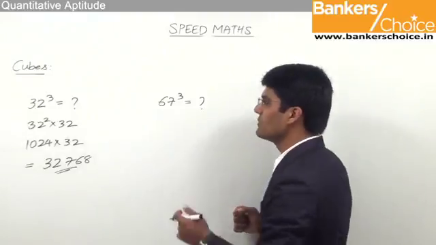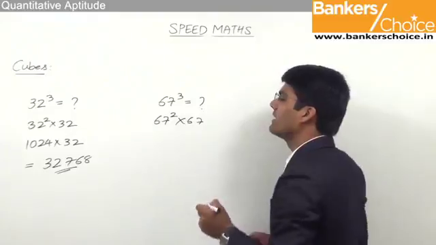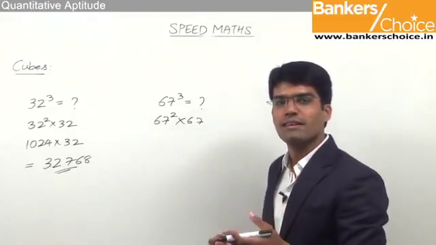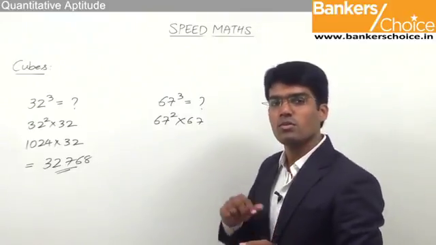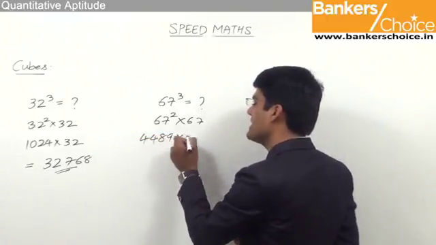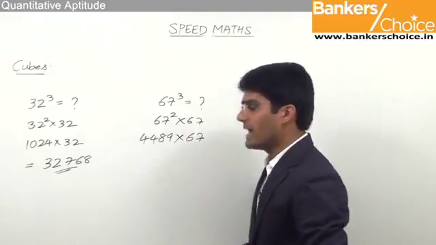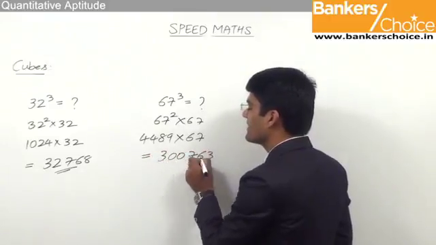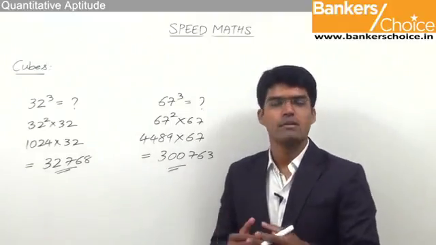Similarly, 67 cube. 67 cube can be taken as 67 squared into 67. 67 squared is nothing but 50 plus 17 whole square. So 2500 plus 1700. That comes out to be 4200. 4200 plus 17 squared, 289, will give us 4489. Now 4489 into 67. So when we multiply, we get the answer for 67 cube. And that will be equal to 300763. So this is how we can go for cubes by the regular procedure.